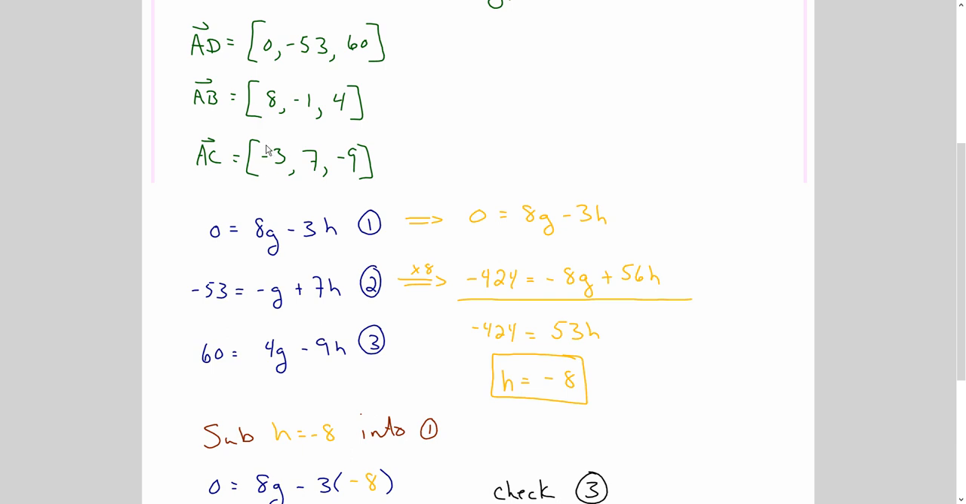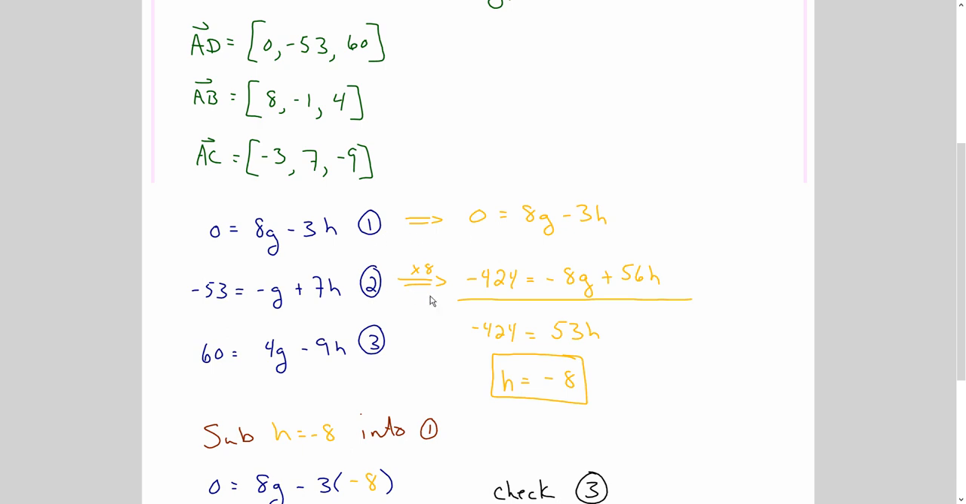The addition of 2 of them should be a scalar multiple of the other, is what I'm saying. So the addition of a scalar multiple of these should be equal to the -53. And then the addition of a scalar multiple of these should be equal to 60. So those are the 3 equations that I created. Now I'm just going to do the process of elimination.